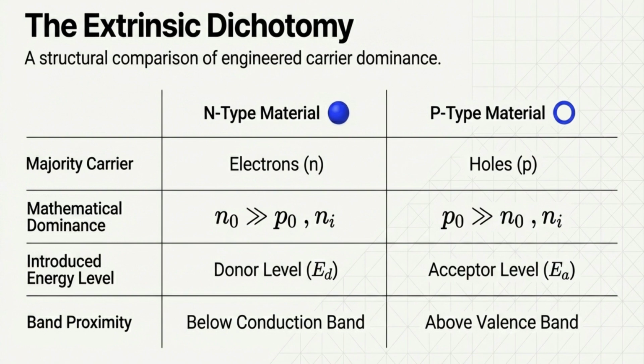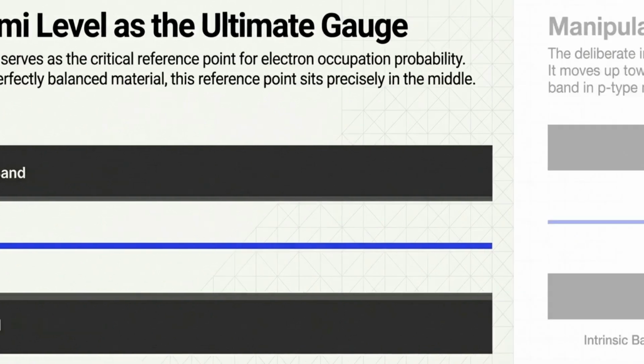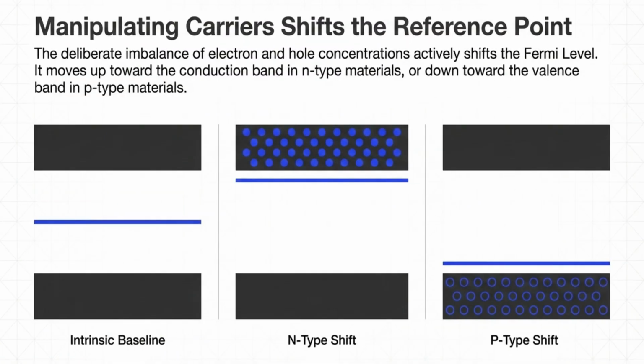level, and band proximity. The Fermi level serves as the critical reference point for electron occupation probability. In an intrinsic material, this reference point sits precisely in the middle of the energy bands. Manipulating the carriers actively shifts the Fermi level. It moves up toward the conduction band in N-type materials and down toward the valence band in P-type materials.